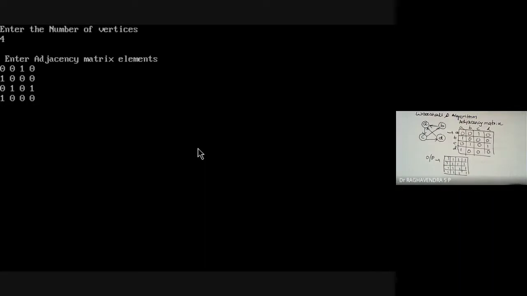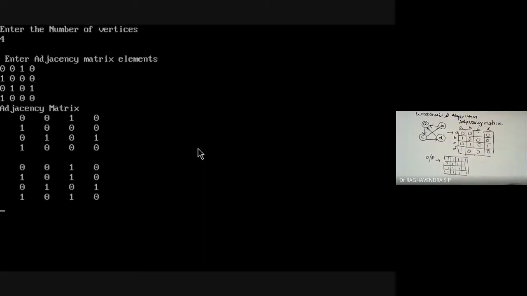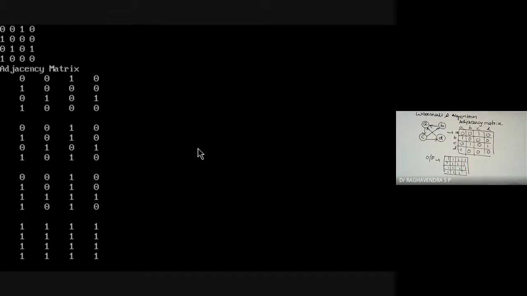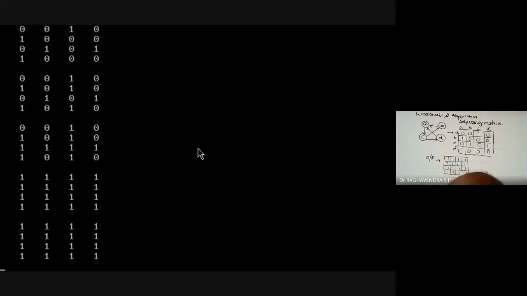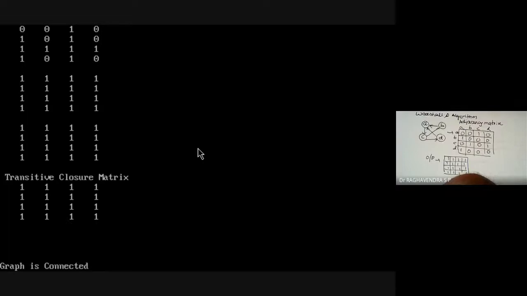Now let us find the transitive closure. So these are the different iterations: iteration 1, iteration 2, 3, 4. So at the end, this is the transitive closure, 1, 1, 1, 1. All the values become 1. So this is called the transitive closure. Okay, that is Warshall's algorithm. So the graph is connected. So the transitive closure has been obtained.